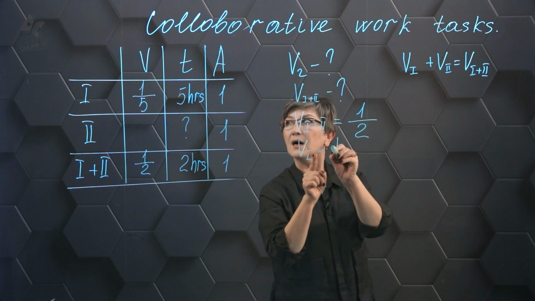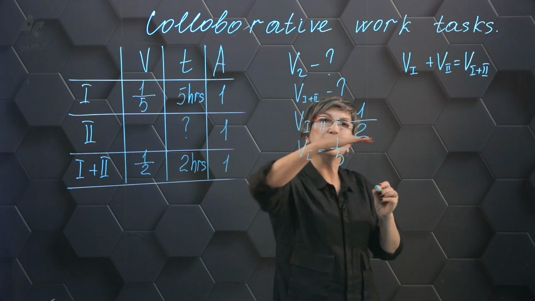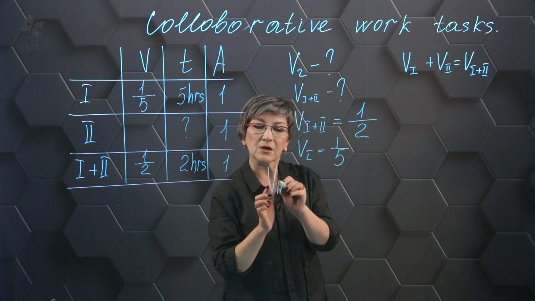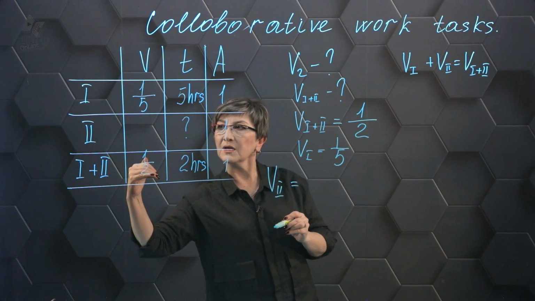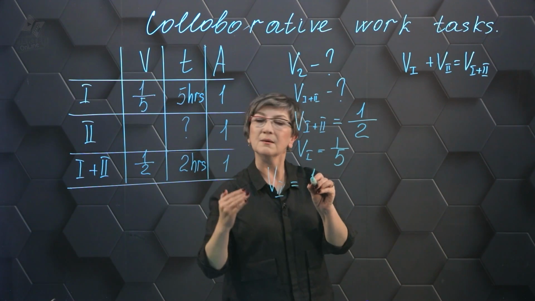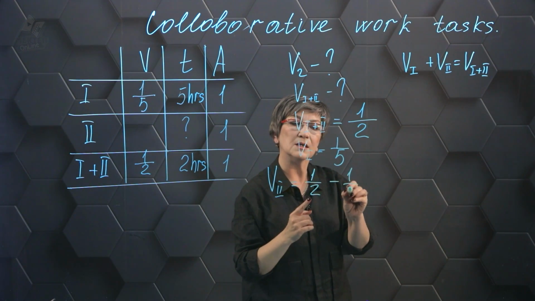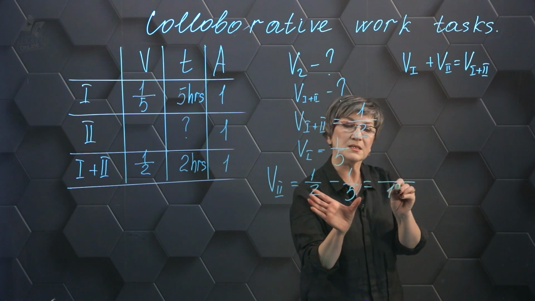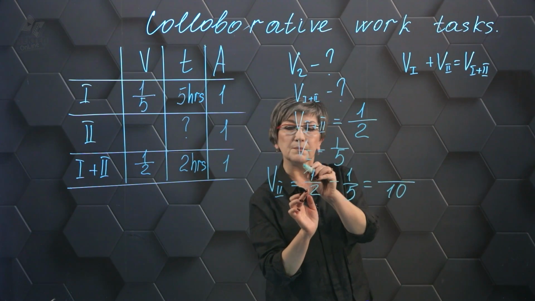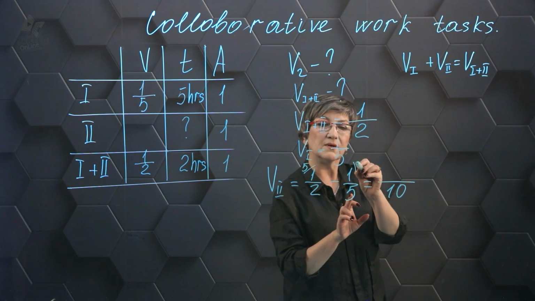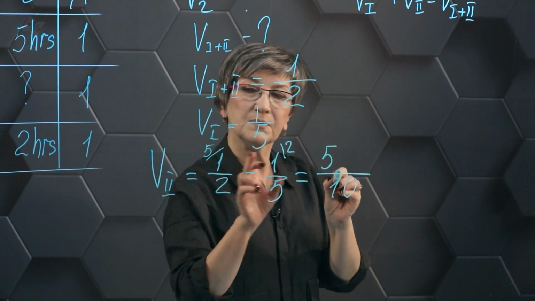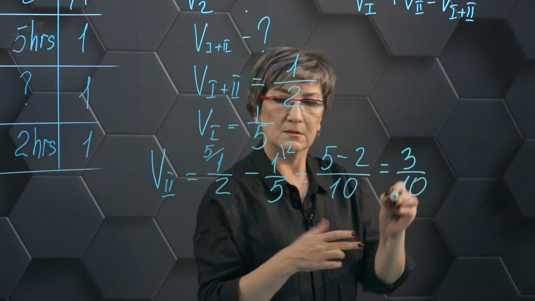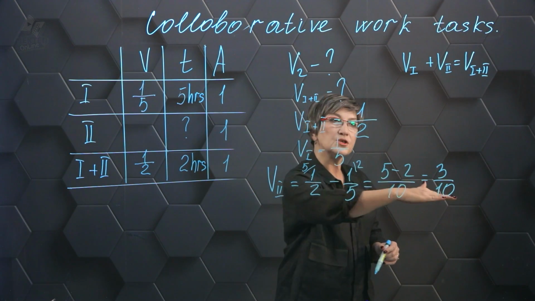The productivity of the first one is 1/5, and the productivity of the 2 workers is 1/2. Then the productivity of the second worker is 1/2 minus 1/5. Let's bring it to the common denominator. The common denominator is 10. 10 divided by 2 is 5. 10 divided by 5 is 2. In the numerator, 5 minus 2 equals 3/10. So, the productivity of the second worker is 3/10.